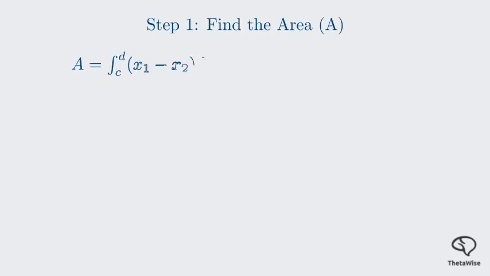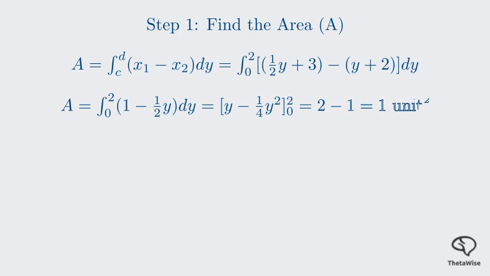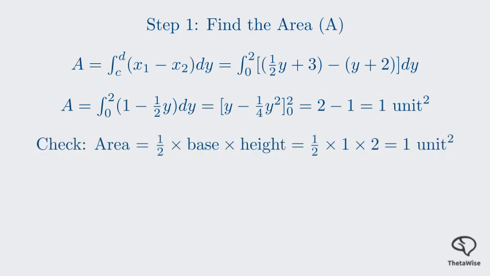Okay, we have our horizontal strip and our equations in terms of y. Let's find the area A. The area A is the integral from y equals 0 to y equals 2 of the right curve minus the left curve. Simplifying inside the brackets gives 1 minus 1/2 y. Integrating gives y minus 1/4 y squared. Evaluating from 0 to 2 gives 2 minus 1, which is 1 square unit. It's always a good idea to check this result. The area is a triangle with base from x equals 2 to 3, which is 1 unit, and height up to y equals 2.